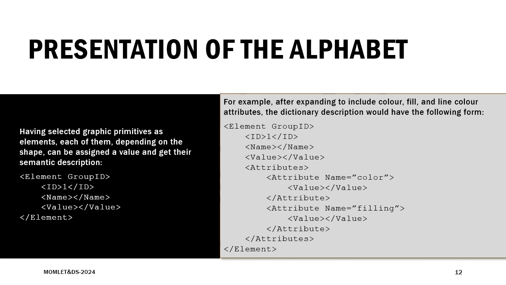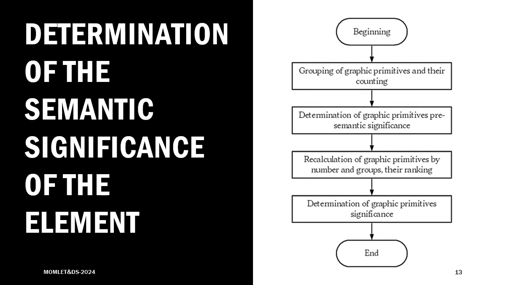Having selected graphic primitives as elements, each of them, depending on their shape, can be assigned a value and get their semantic description. For example, after expanding to include color, fill, and line color attributes, the dictionary description would have the following form. The slide shows determination of the semantic significance of the element: beginning, grouping of graphic primitives and their counting, recalculation of graphic primitives by number and groups, the ranking, and determination of graphic primitives significance.